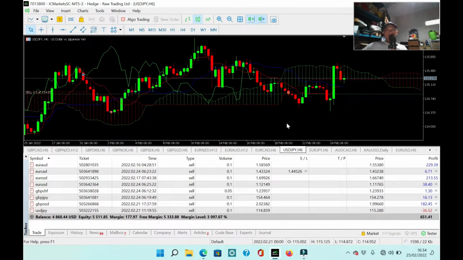USD Japanese yen. This is the only position that I have in the red, or actually, I need to close this position, I think, because this is not really promising. This is a totally messed up chart. You can see the price has already gone inside the Kumo cloud. This is not really good. I think I need to close this trade. What do you think, guys? Do I need to close it or not?